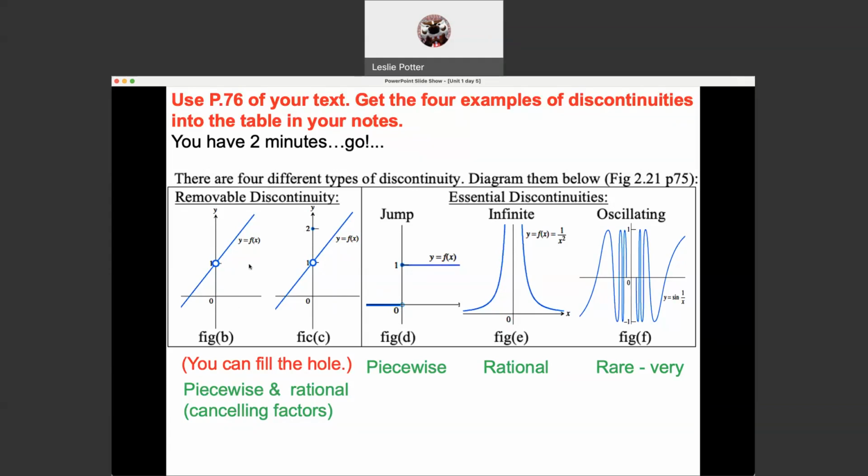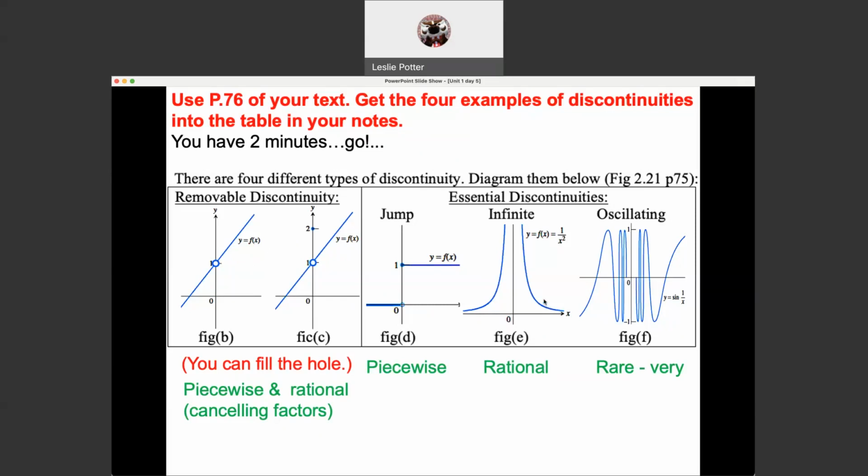Okay. The next one, figure D, is a jump discontinuity. We're jumping in value instantaneously from 0 to 1, and we can only be at one of those values. In this picture, they chose to be at value 1. You see that with piecewise functions all the time. They jump like that.